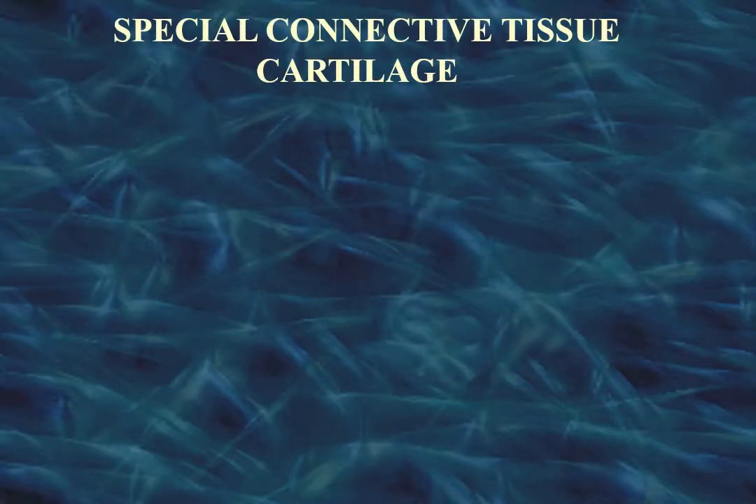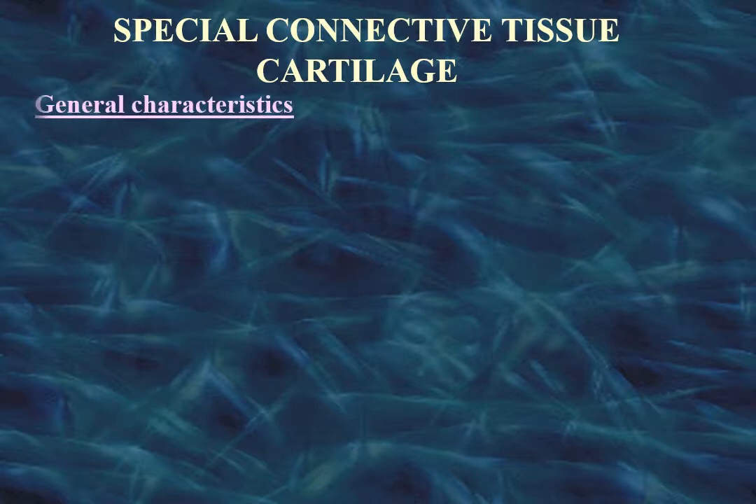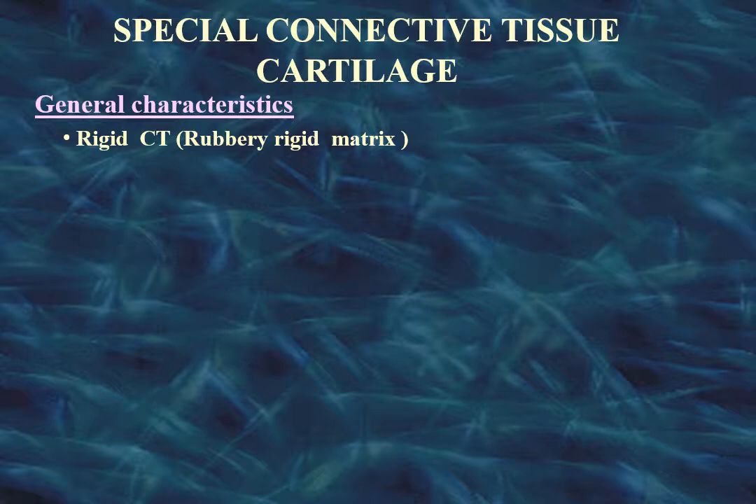Special connective tissue, cartilage, general characteristics. Cartilage is a special type of connective tissue which has a rubbery rigid matrix, not traversed by blood vessels, nerves, or lymphatics, and entirely nourished by diffusion.